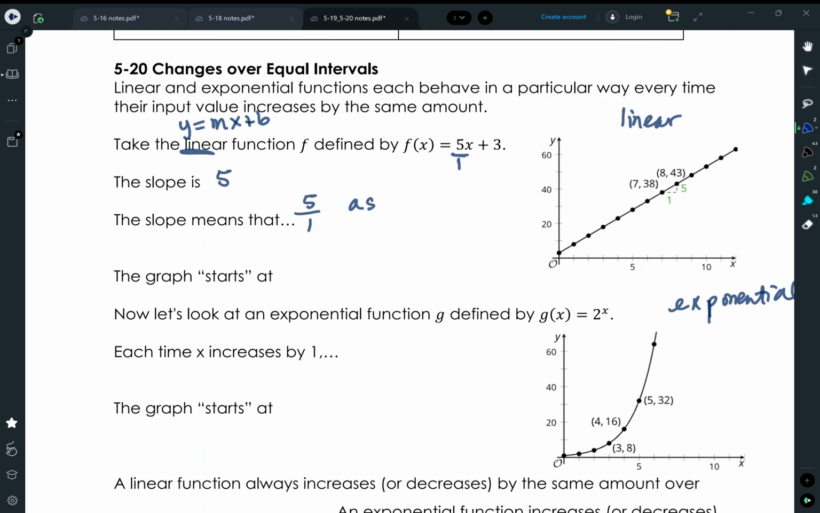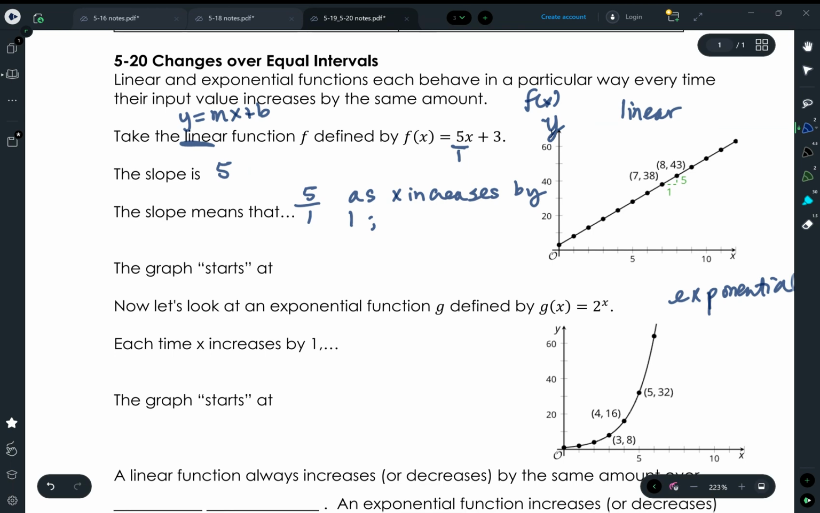So as x increases by 1, my f of x, or my y value, right? I don't care what you call it here. So here's y. Y is the same thing as f of x. So I'm going to write that f of x increases by 5.